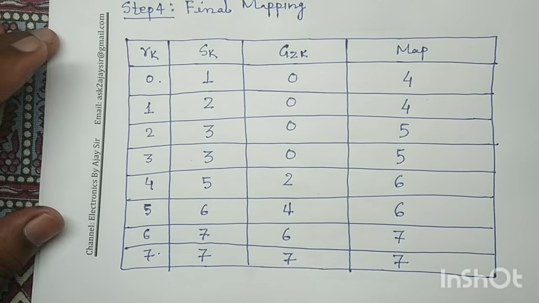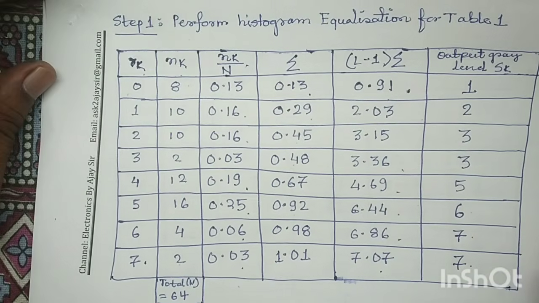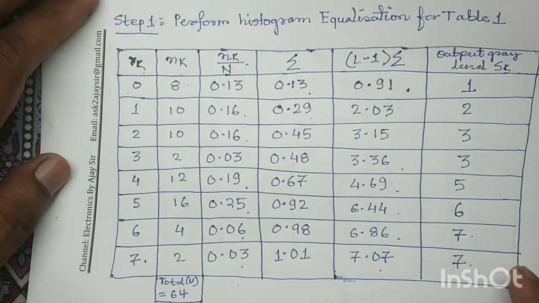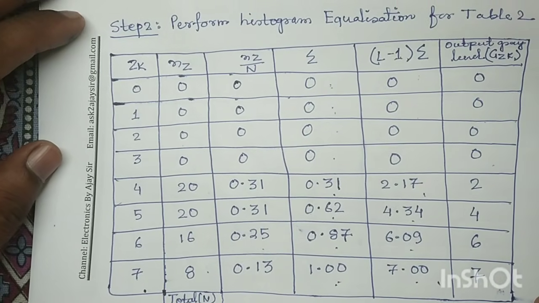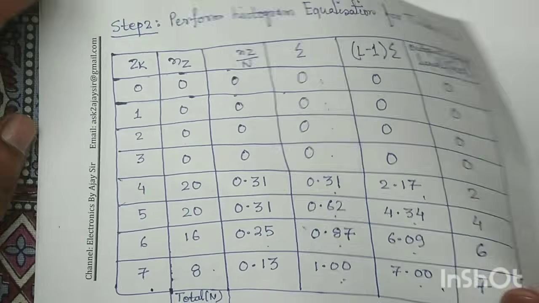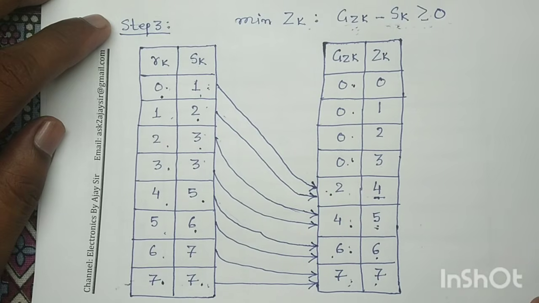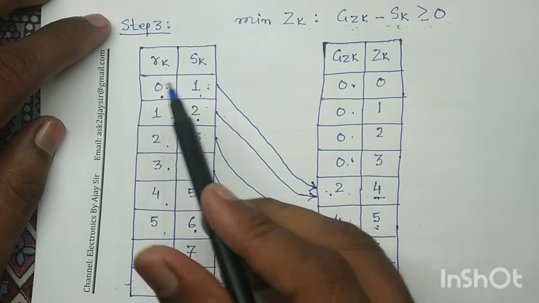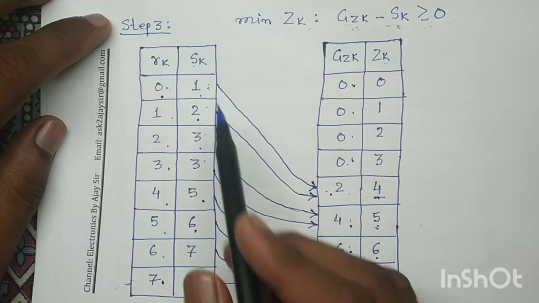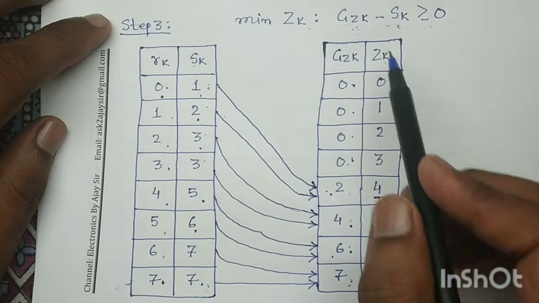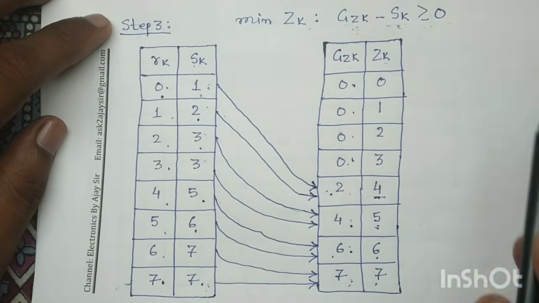Okay. So in summary, in step 1, we have to perform the histogram equalization for table 1. In step 2, we have to perform the histogram equalization on table 2. And after performing the histogram equalization on table 1 and 2, we have to do the mapping. So we have to write the table like this: RK versus SK and ZK versus GZK, and we have to do the mapping for each value of SK with this condition: minimum of ZK such that GZK minus SK must be greater than or equal to 0.